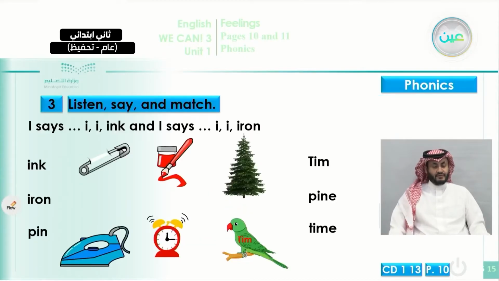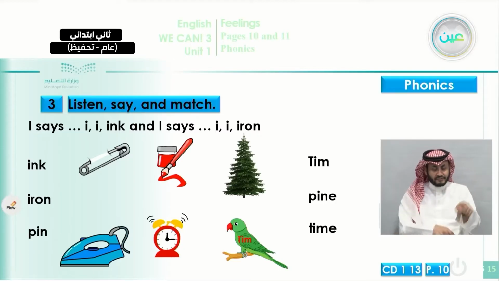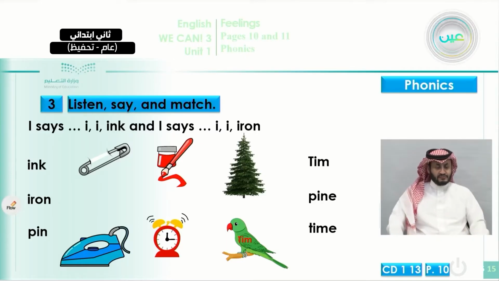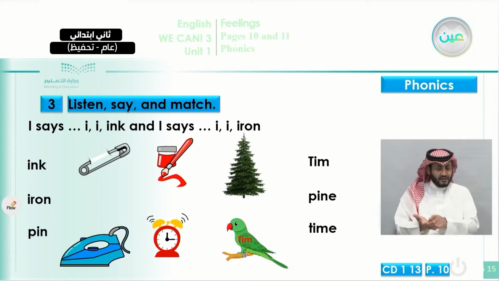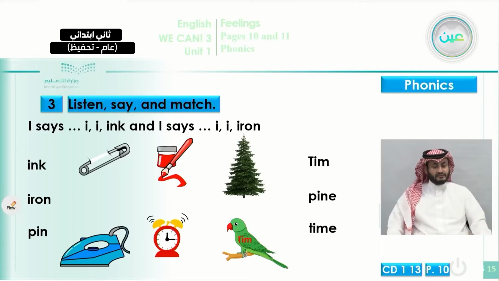Okay, now we move to the next question or next exercise. It is exercise number 3. Listen, say, and match. Here we have some pictures and some words. We need to match them to connect each word with the picture. I say I in ink as in ink, and I say I as an iron. And here we are going to join these words. We have ink, iron, pin, Tim, pine, and time. Okay, let's listen and try to match the words with their pictures.